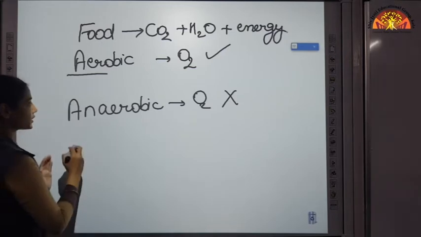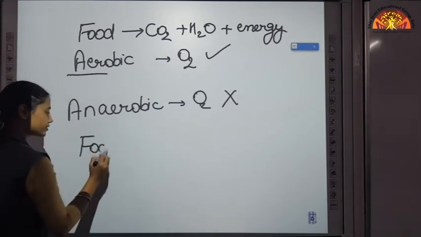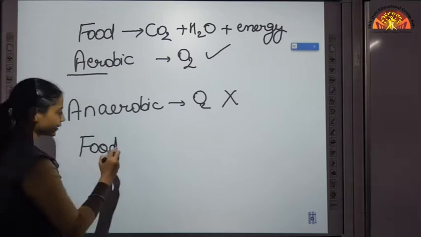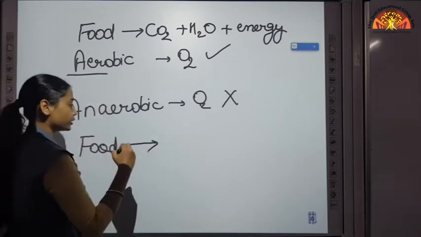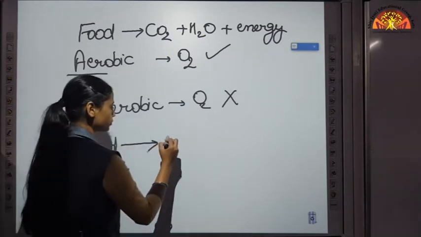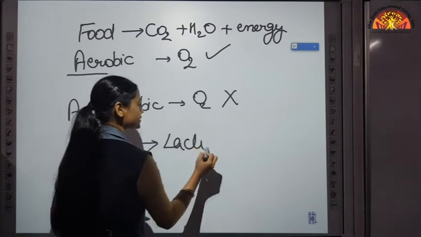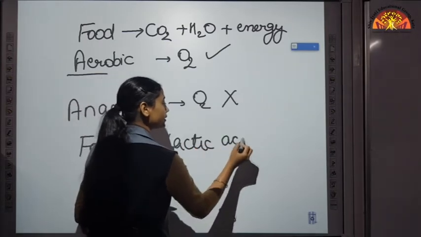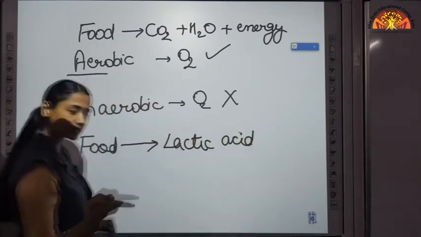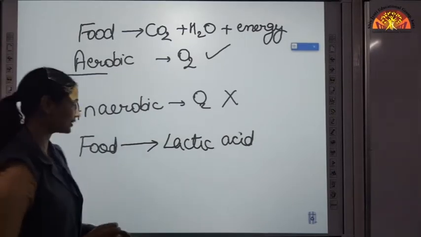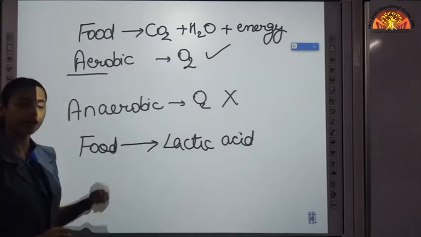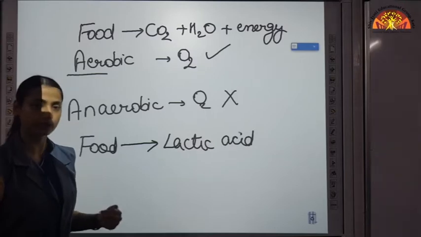So in this, what are the products? This is food, glucose which we take. It breaks down into lactic acid and energy. A very small amount of energy is released. So this happens where? In the muscles of the human body.